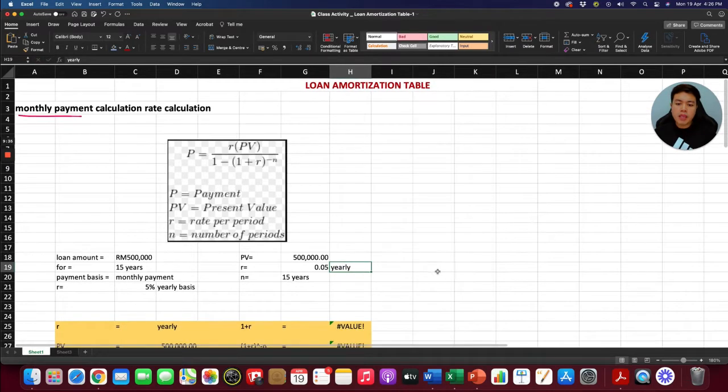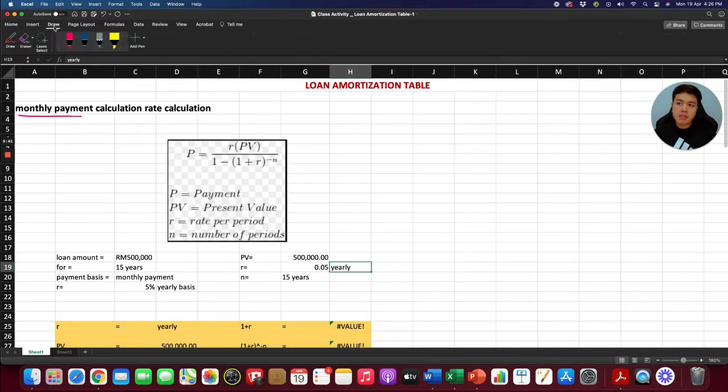You have to make it monthly because, if you guys remember, you make payment on a monthly basis. Here, you make payment on a monthly basis. So this is for 1 year. How to make it for a monthly basis? Remember class, in 1 year, there are 12 months. So 0.05 here, you divide it by 12.